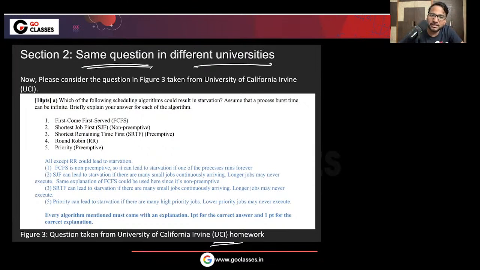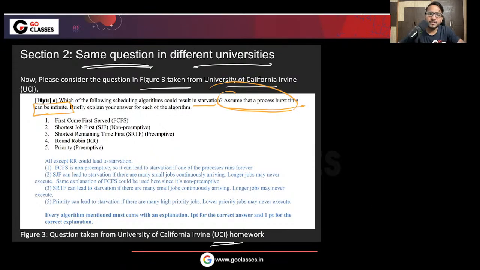Now, please consider the question in figure 3 taken from University of California. Just see this question. This is exactly the same question that they have asked, right? In this question, they are asking which of the following scheduling algorithms could result in starvation. But just notice one thing. Just pay attention here. They are saying, assume that a process burst time can be infinite. See, they have explicitly mentioned that a process burst time could be infinite.